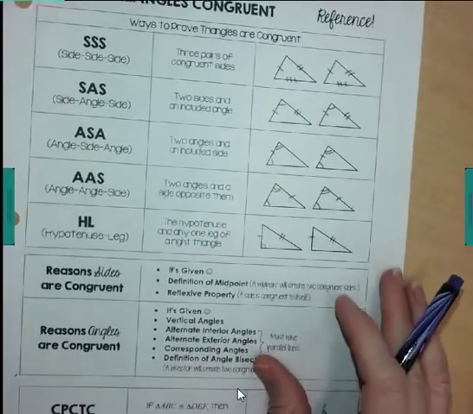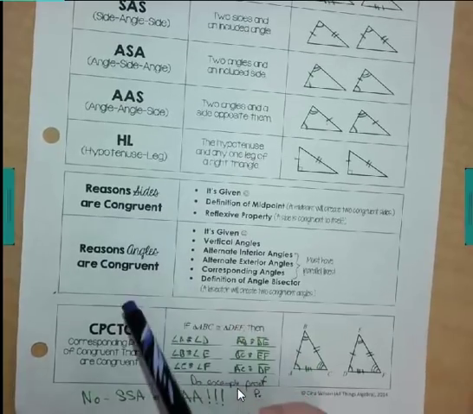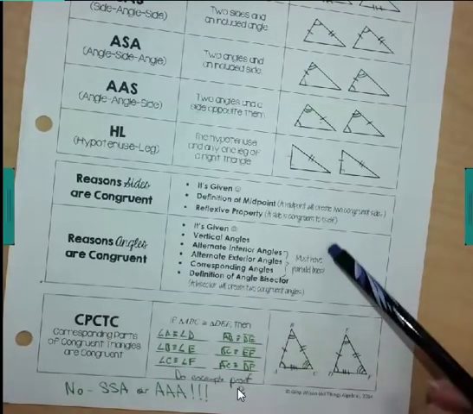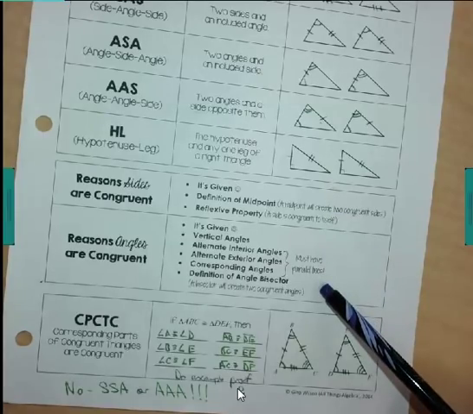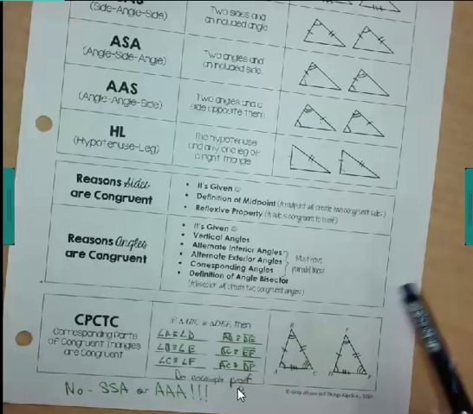The other thing that's really helpful in this reference sheet is the reasons sides are congruent and the reasons angles are congruent. This is really the list of what you are going to want to go through when you're doing a proof. The difficult thing about a proof is that sometimes we don't know what our next step is, and these are really big clues into what your next steps will be.